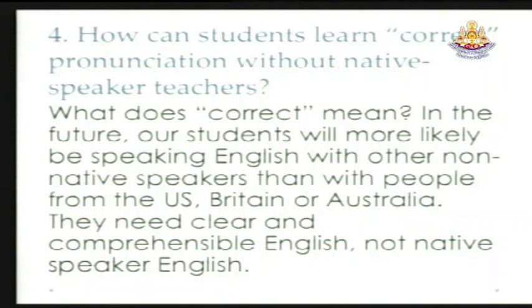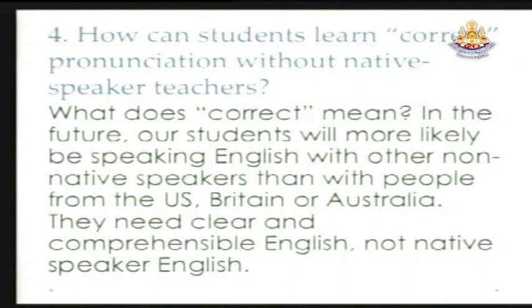Nobody is a native speaker. That's okay. That doesn't matter. You want to communicate. You don't need my English. You don't need native speaker English. In the future, you need to be able to communicate. We want comprehensible English, not native speaker English. So, you need to help your students and tell them, look, native speaker is not important. You want to be able to understand English. We don't need native speakers.